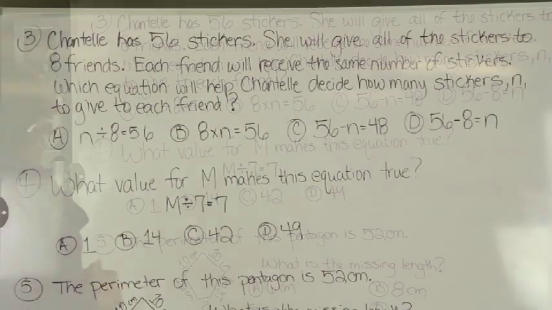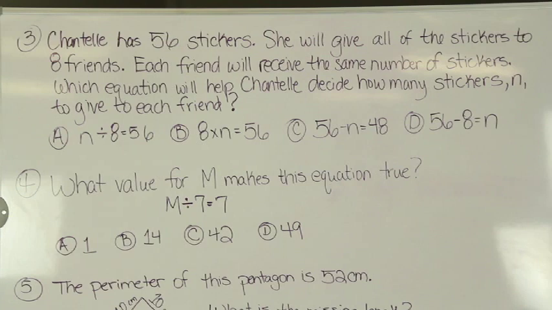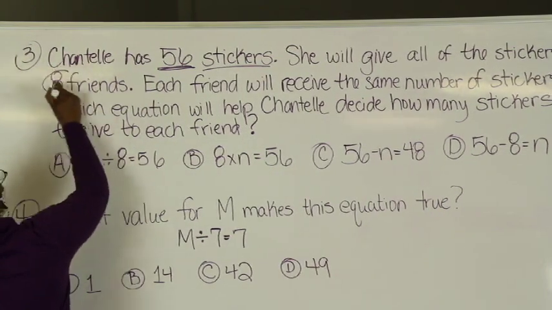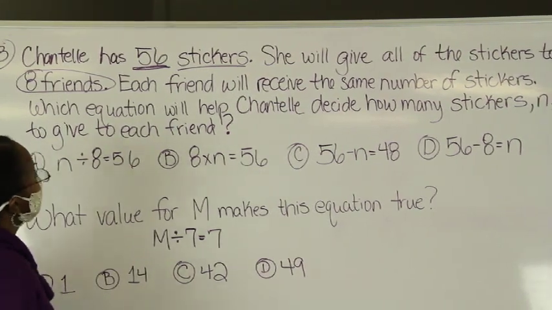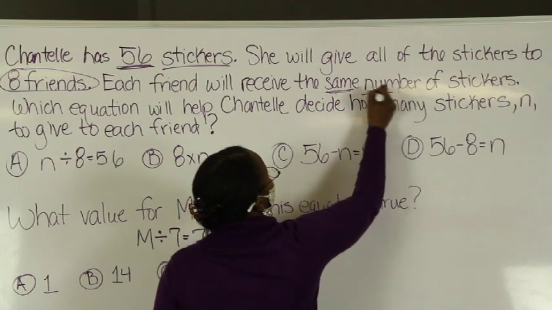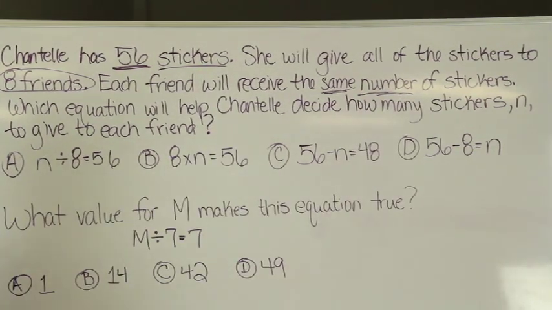All right, number 3. Chantel has 56 stickers. She will give all of the stickers to 8 friends. Each friend will receive the same number of stickers. So I'm going to go ahead before we really get into it, and I'm going to underline some stuff like 56 stickers because that's how many she has. And we're going to say how many friends she has. She has 8 friends. She's going to give them all to the friends. Each friend will receive the same number of stickers. So I want to make sure I know that.